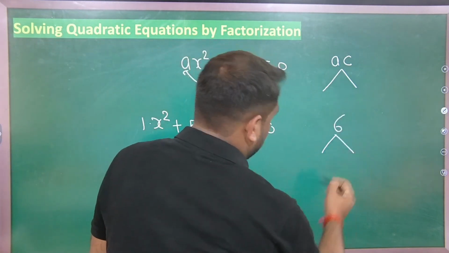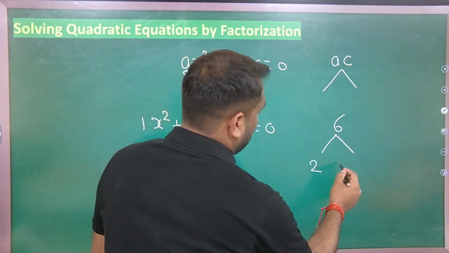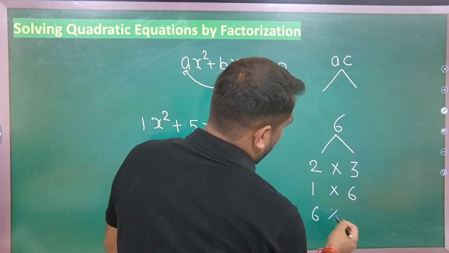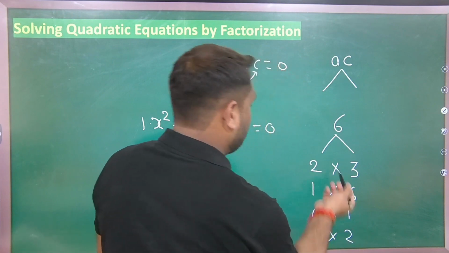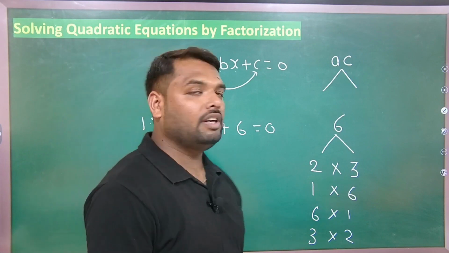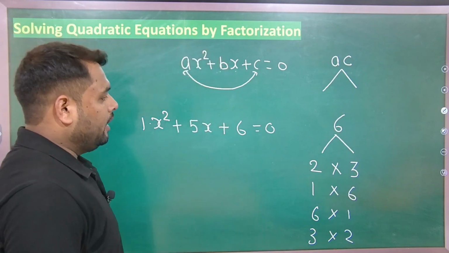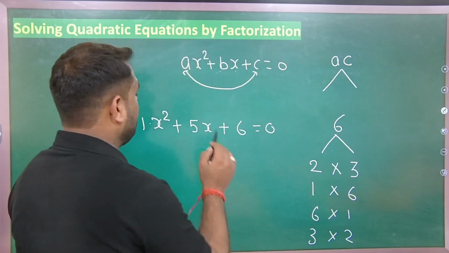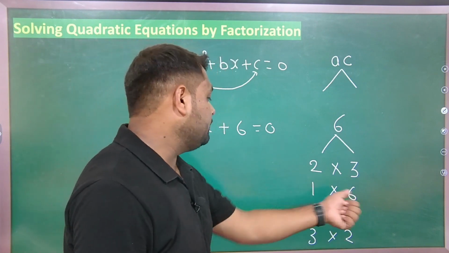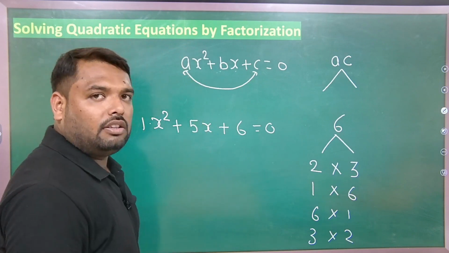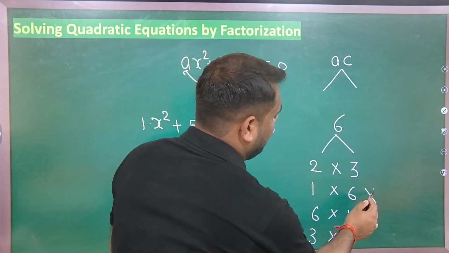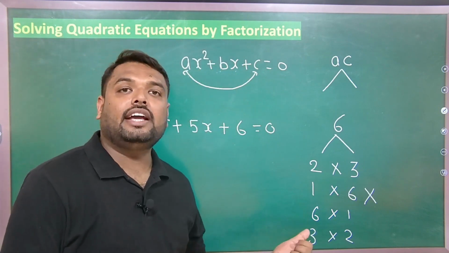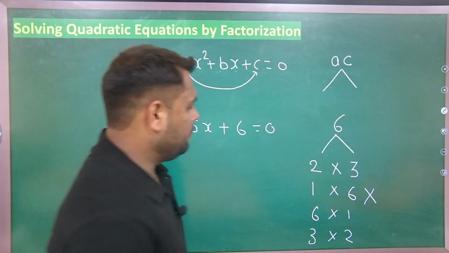You have to factorize 6 in such a way that the factors are 2 into 3, 1 into 6, 6 into 1, 3 into 2. 3 into 2 and 2 into 3 are the same, and 1 into 6 and 6 into 1 are the same. Now if you take 1 into 6, then 6 plus 1 is 7, it is not coming 5, but 6 minus 1 is coming 5. But you do not have to take this value because you will not get anything common. Okay, I will explain why.